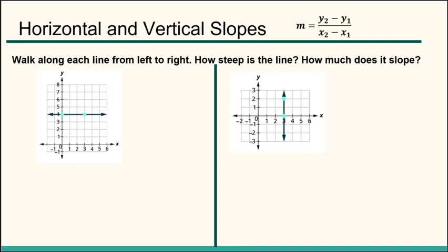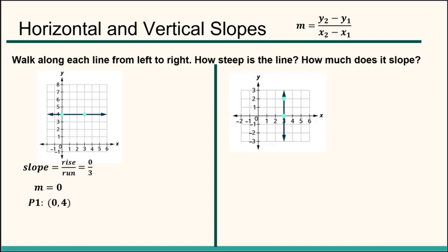So let's see what we do here. Slope is rise over run. I have 2 points. I'm going to walk from one to the other. How much do I go up or down? None. How much do I go across? 3. Well, that's 0 over 3. This slope is 0. Let's confirm this with our formula.